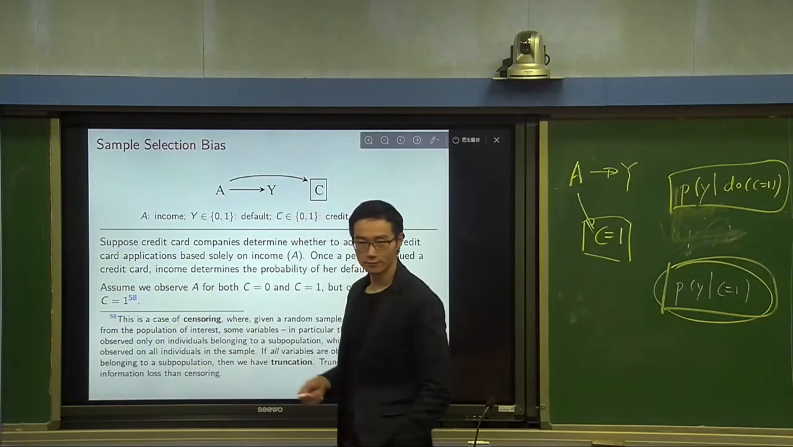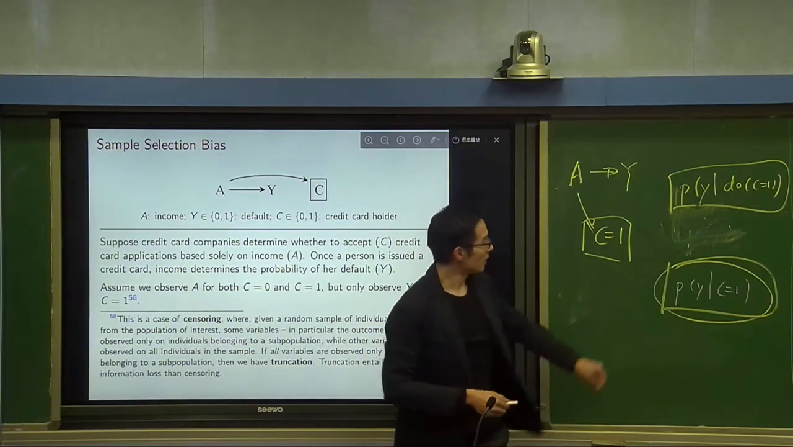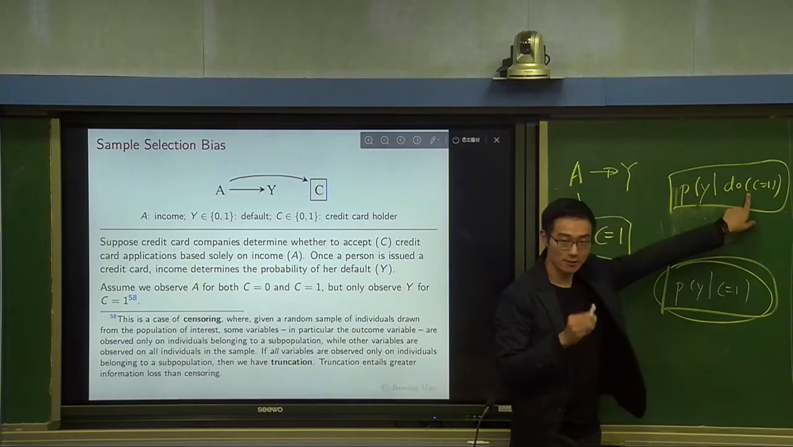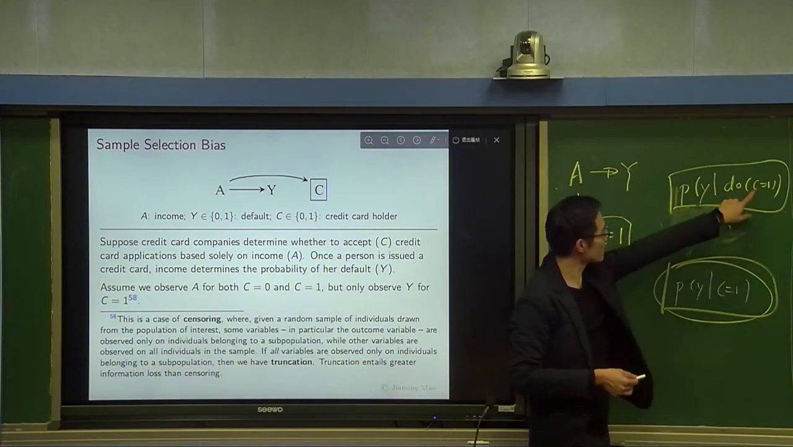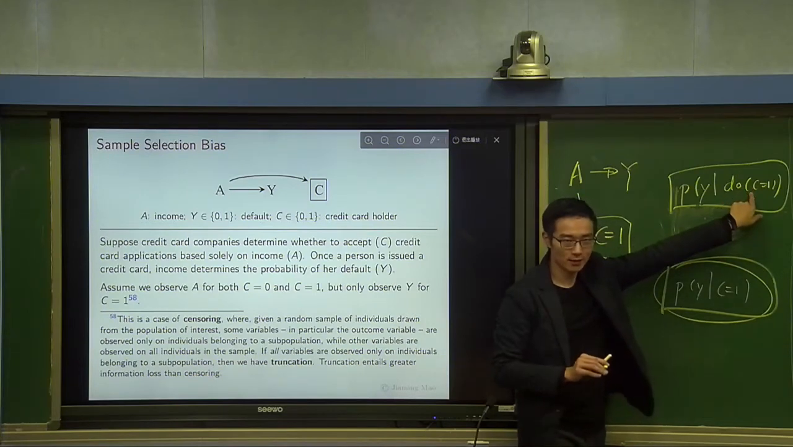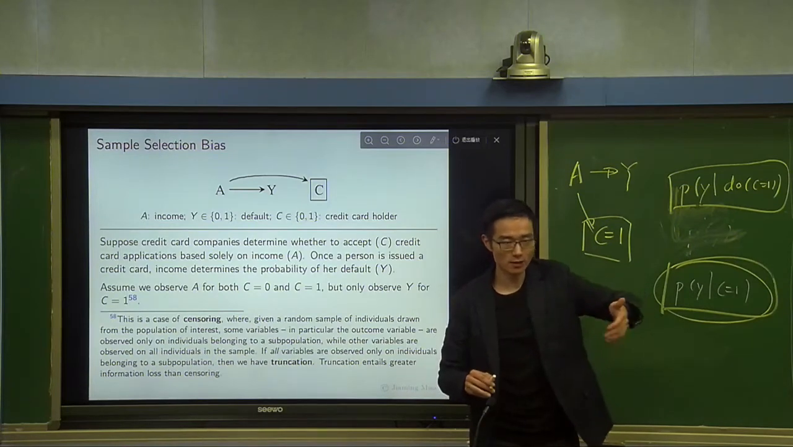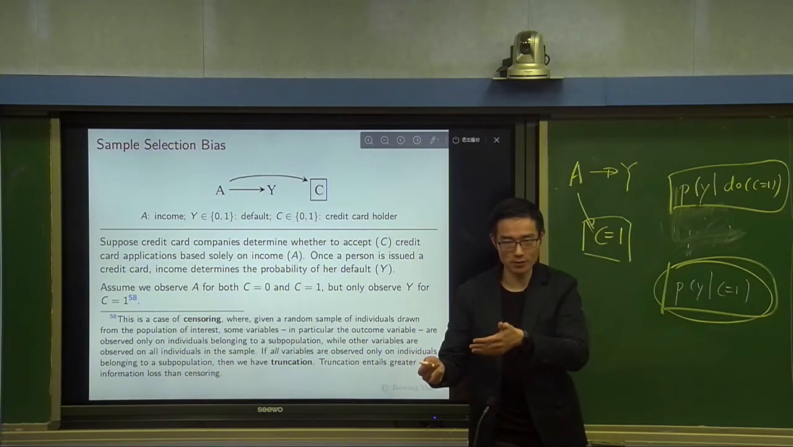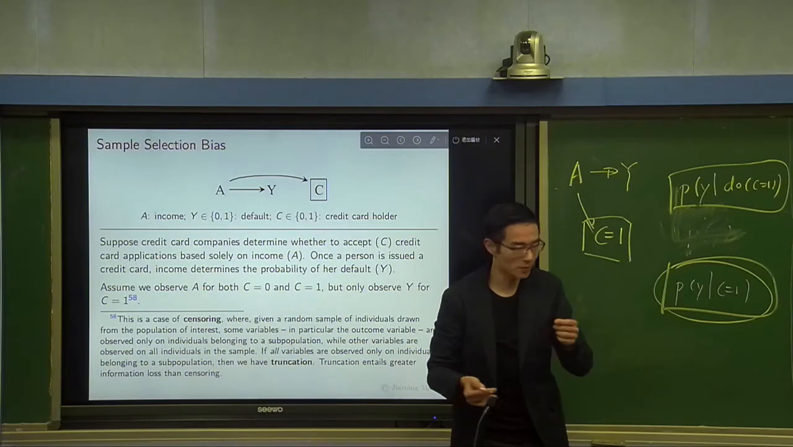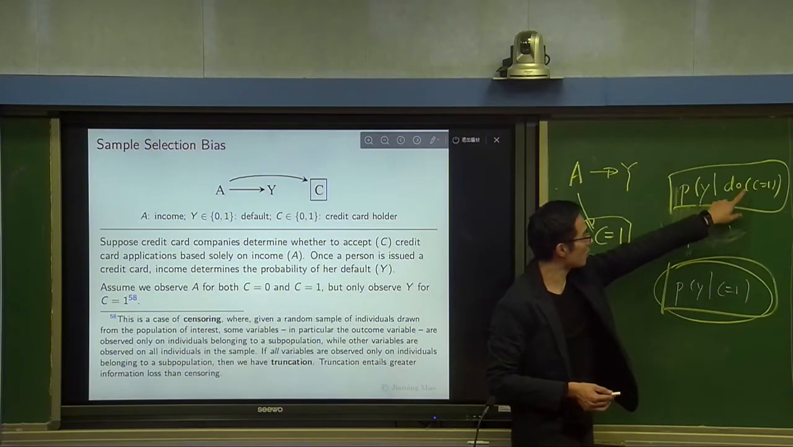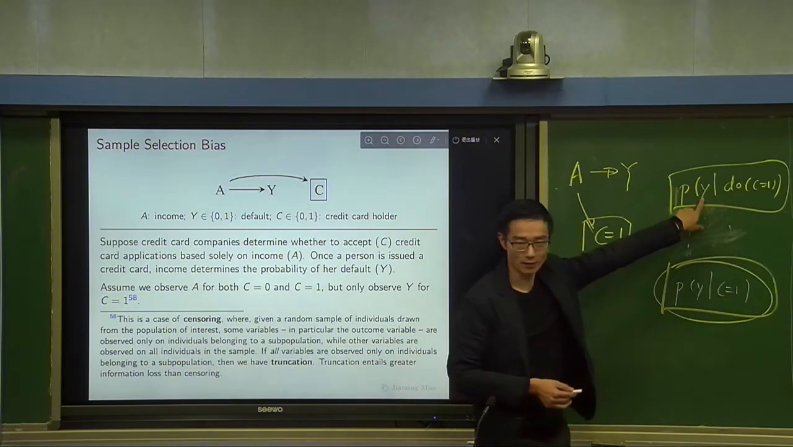What is the causal effect of C on Y? Remember, if we think about C, whether it's observable or not, in this case whether the person has a credit card or not, as a treatment, then the person who gets the credit card has a treatment of C equal to 1. A person who does not get a credit card has a treatment of C equal to 0. If we think about it as a treatment, then we're asking the causal effect of this treatment on Y, right?